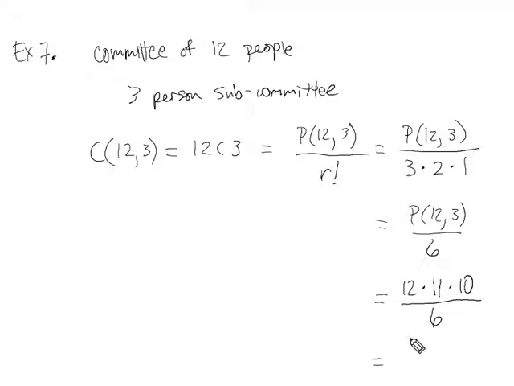And you could simplify this because the 6 would go into the 12, and the only operation on the top of this fraction is multiplication. So these would cancel out and they would give us 2 times 11 times 10. And 2 times 11 is 22, times 10 would be 220. So with a committee of 12 total people, and we're going to form a subcommittee of 3 people, there are 220 possibilities, and the order doesn't matter.